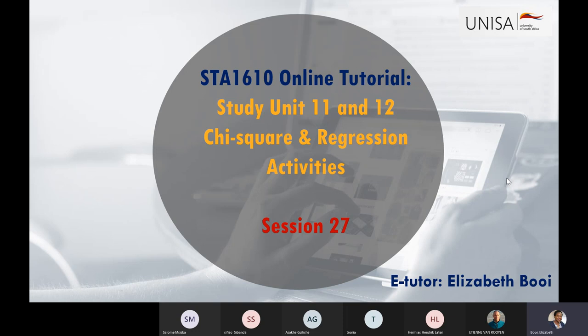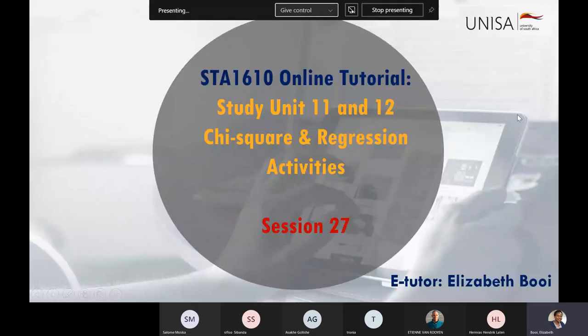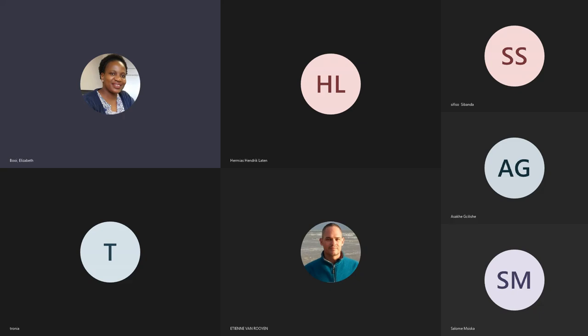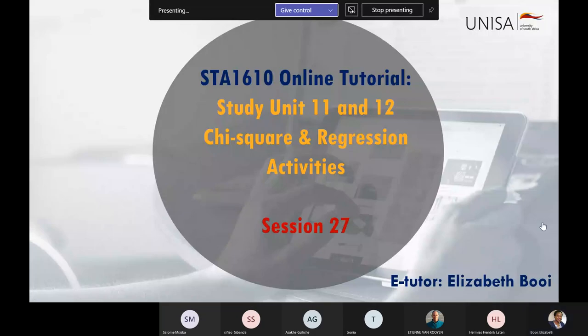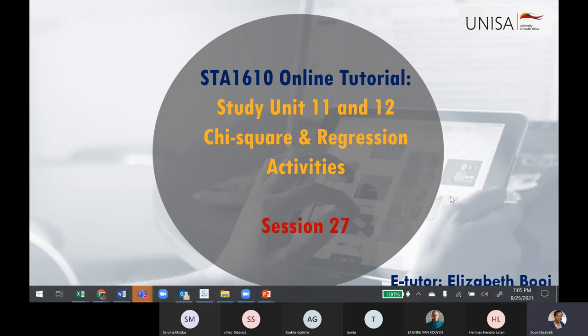All right, so let's get to it. The first hour we will do chi-squared, and then the second hour, I will keep an eye on the time as well, we will look at regression. So what I want to do is to stop sharing and then share my entire screen again, because at the moment I'm not sharing my entire screen, so that when we do some activities, I should be able to toggle between.